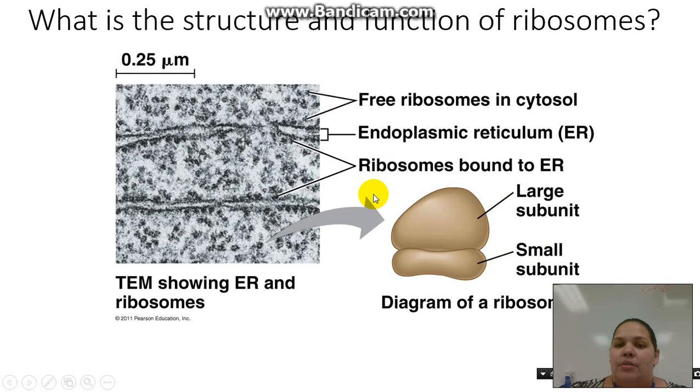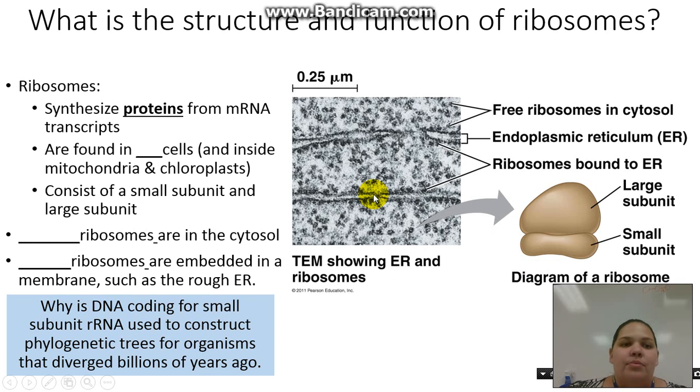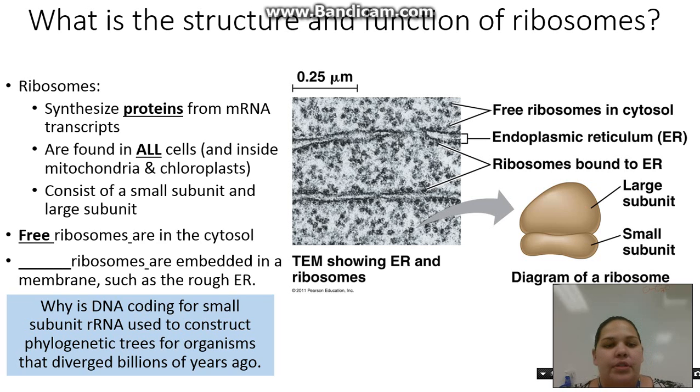So let's look at the structure and function of ribosomes now. Now we're looking at a very small organelle. Ribosomes create proteins from mRNA. They're found in all cells, and they're even found inside mitochondria and chloroplasts because at one point, those were their own cells. They have a small subunit and a large subunit.